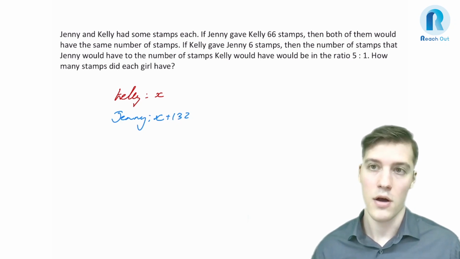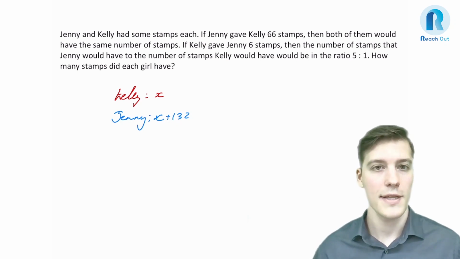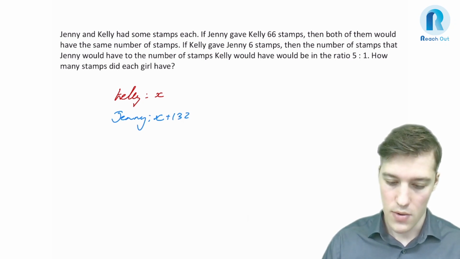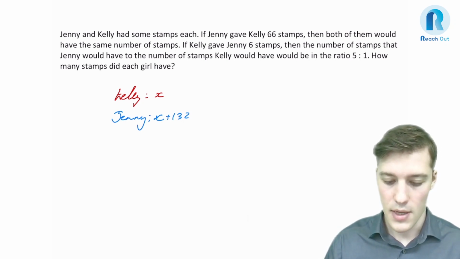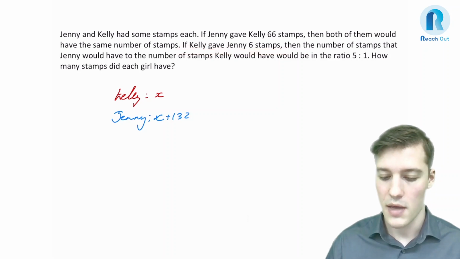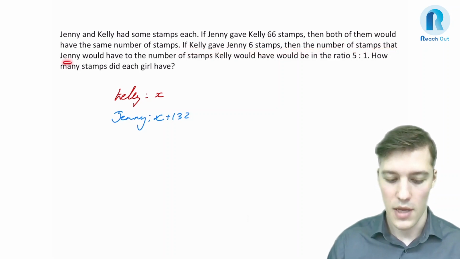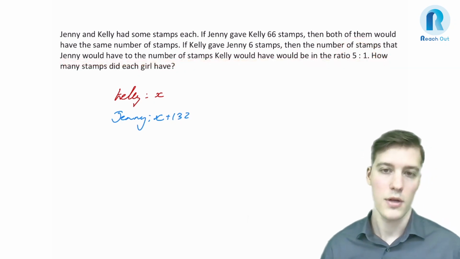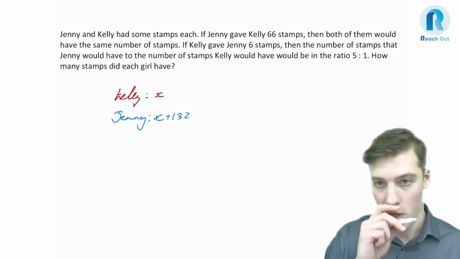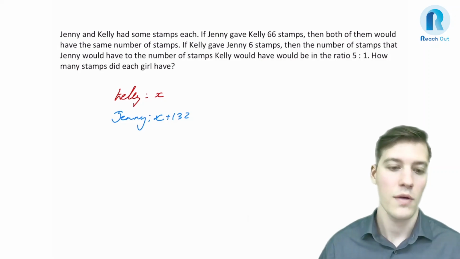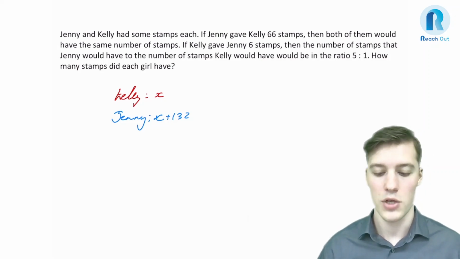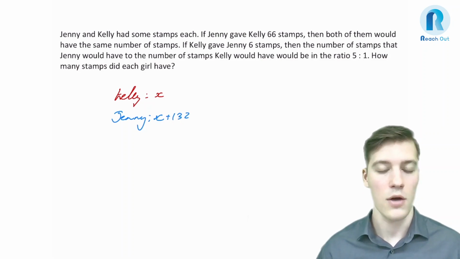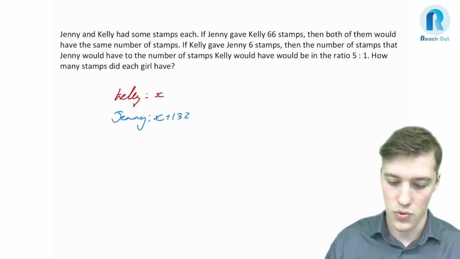All right, so that is the very first step. We have defined our variables. Now we need to start translating these sentences to form an equation. And what we can do is use the sentence: if Kelly gave Jenny 6 stamps, then the number of stamps Jenny would have to the number of stamps Kelly would be in the ratio of 5:1. Okay, so this is the hardest step, because once I've done this, I will have translated everything into an equation. If I set the equation up wrong, even if I solve it correct, I will get the wrong answer. So this step is crucial.